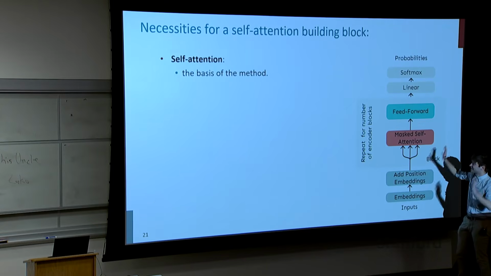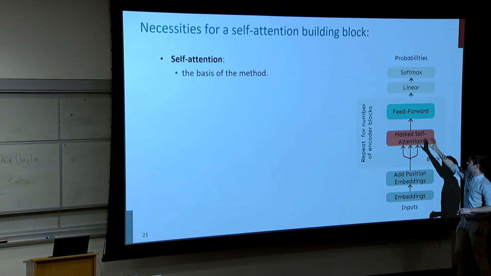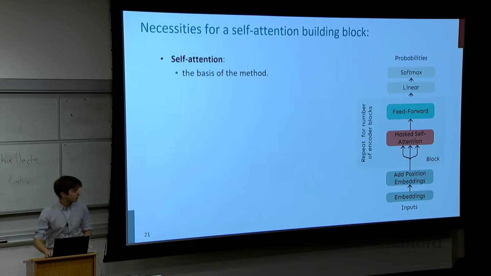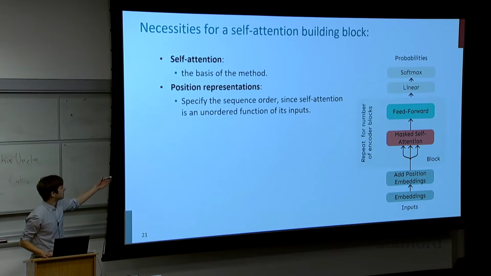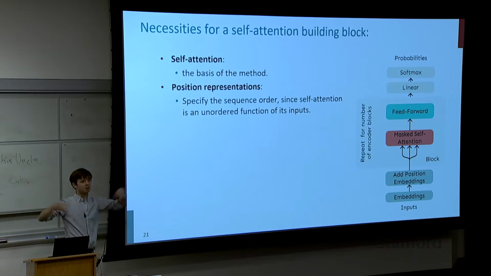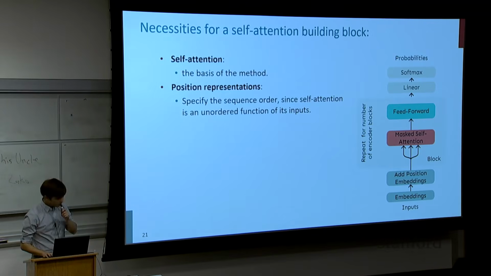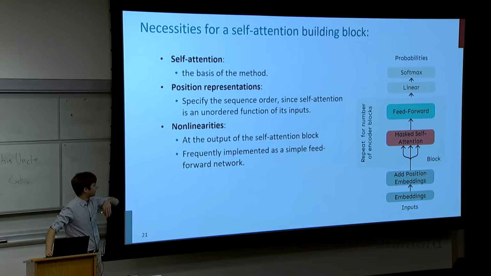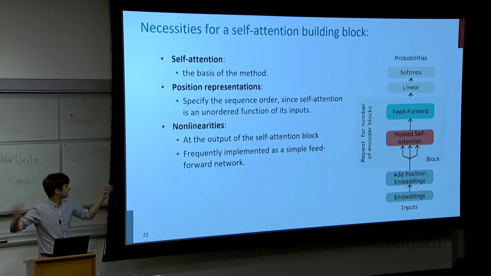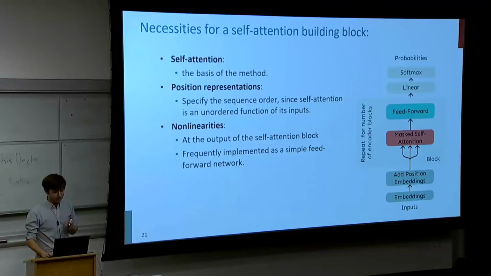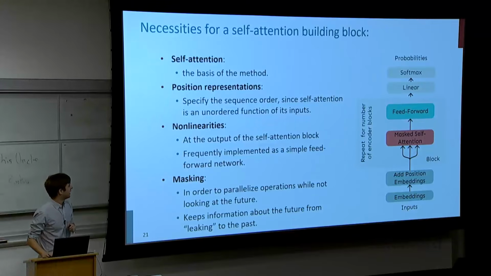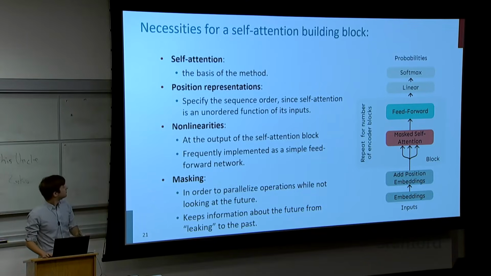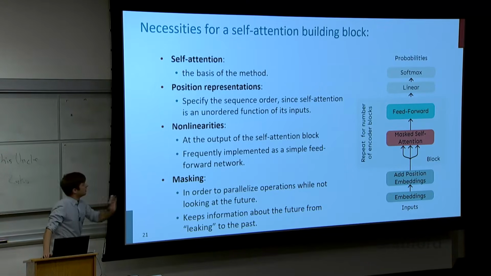This is often how you see these diagrams, right? And so you pass it to self-attention with the position representation, right? So that specifies the sequence order because otherwise you'd have no idea what order the words showed up in. You have the nonlinearities in the teal feed-forward network there to provide that squashing and deep learning expressivity. And then you have masking in order to have parallelizable operations that don't look at the future. Okay, so this is our minimal architecture.